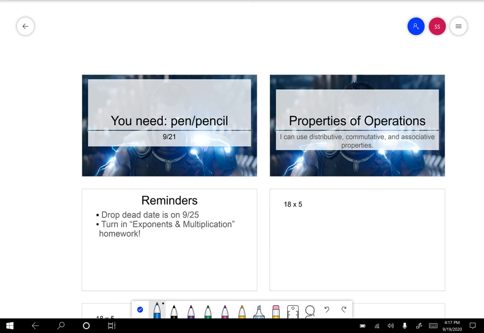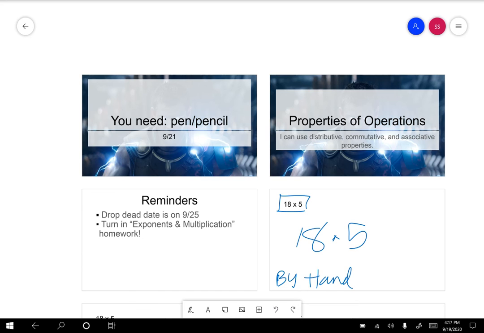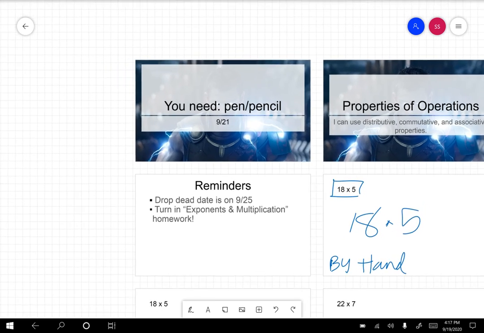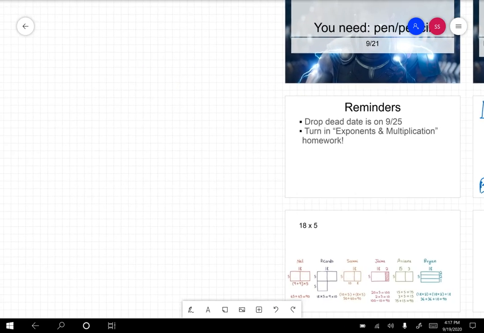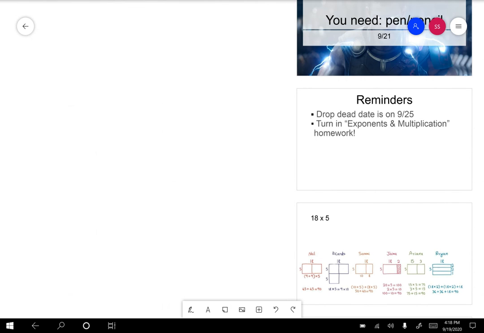What I want you guys to do first is solve this problem. 18 times 5. Now, you're going to have to do it by hand. So you can do this like long multiplication style. You could turn it into a repetitive addition problem. You can do this visually, however you want, but you have to do it by hand. Okay, so pause this, do it real quick, and then unpause when you're ready. All right, I'm going to assume that you paused it and tried to do it by hand.